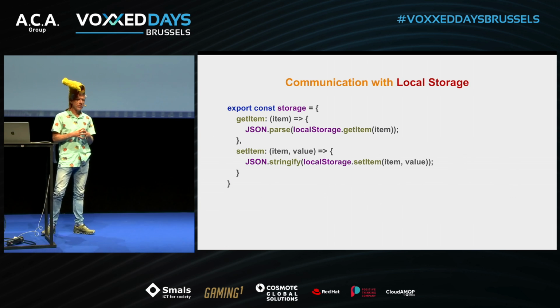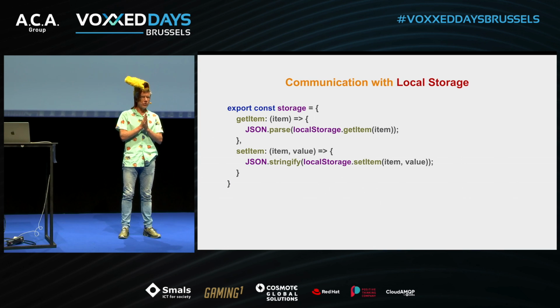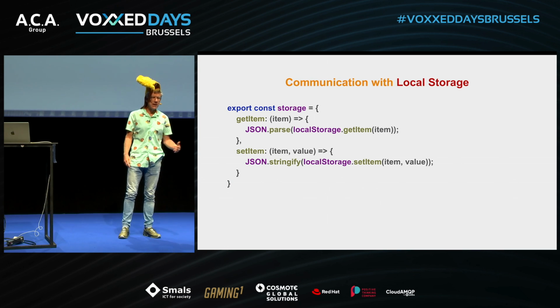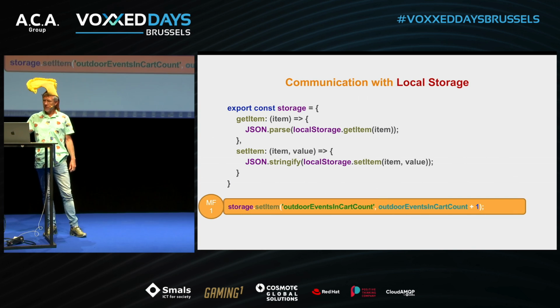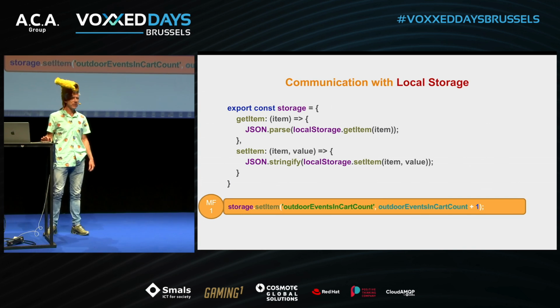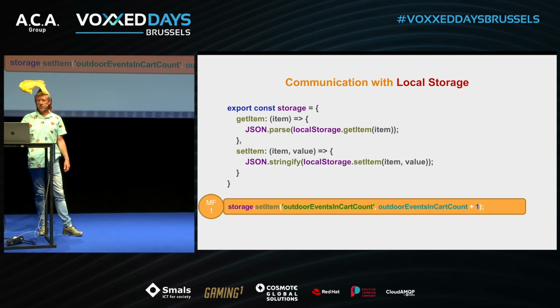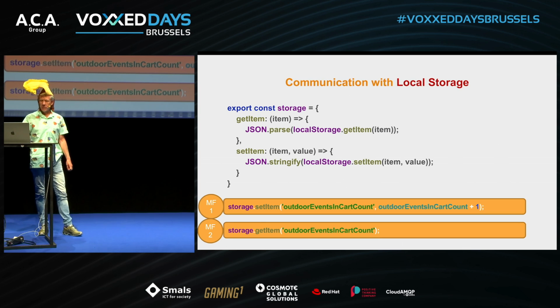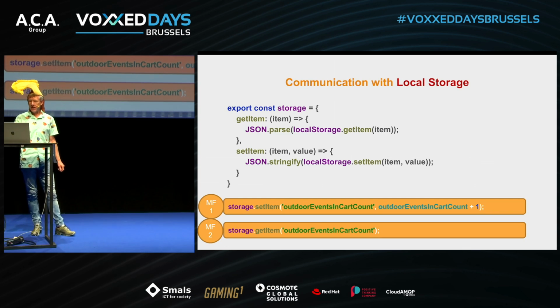You can also do that with local storage. When you want to define a local storage, it's quite easy. You can define a getter and a setter. One micro frontend makes use of the setter to set the count of your shopping cart, outdoor events cart count. And the second micro frontend can grab it with the getItem method.